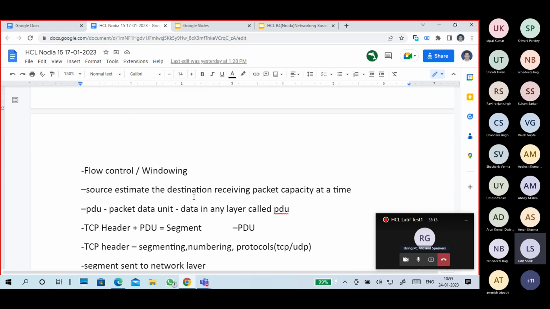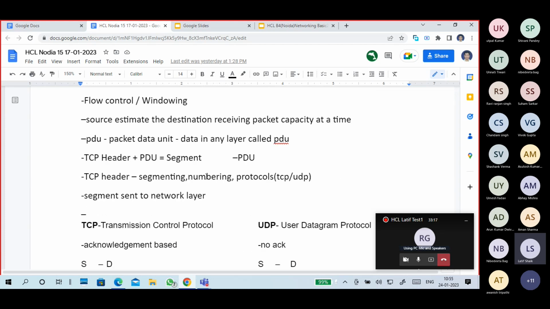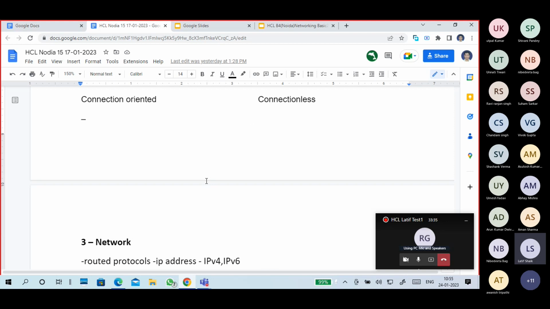And also the transport layer does flow control, windowing kind of stuff. The data in each layer we call a PDU. To that PDU, the data is added with the TCP header, which contains segment information, numbering, and protocol information. So this is what we call a segment. This segment is sent to the network layer.